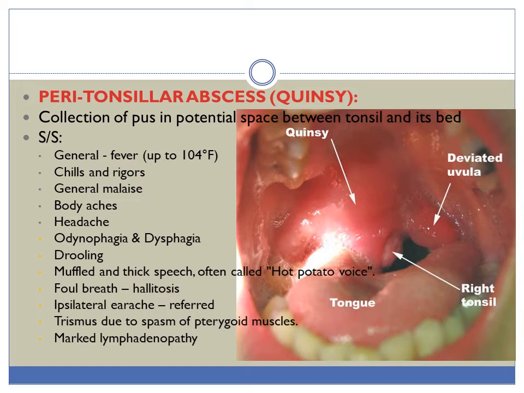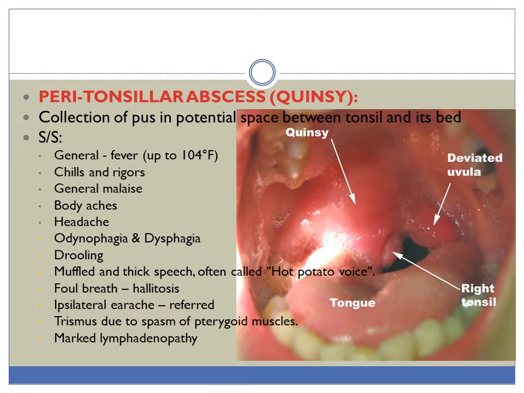Peritonsillar abscess or quinsy is one of the commonest complications of acute tonsillitis. Here, there is collection of pus in the potential space between the tonsil and the tonsillar bed. The patient will present to you with high grade fever, chills, and rigor. The patient will complain of generalized body ache, headache. There will be extreme odynophagia, that the patient will not be able to swallow his own saliva as well. This will lead to drooling of saliva from the side of the mouth.